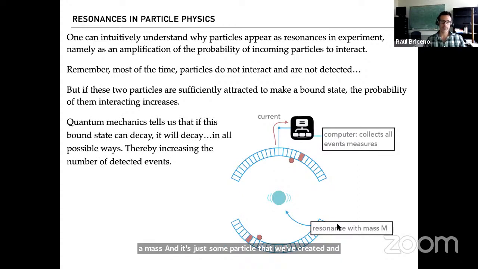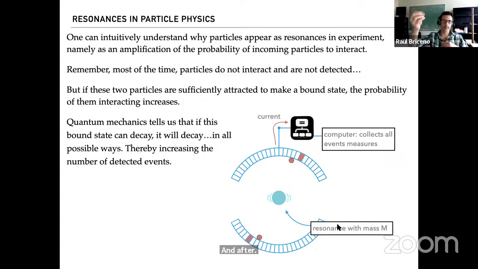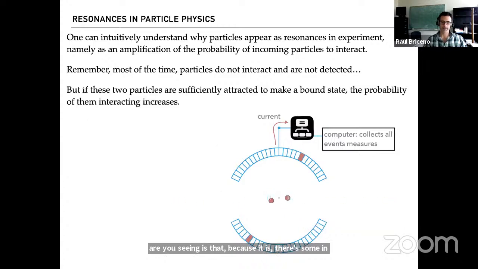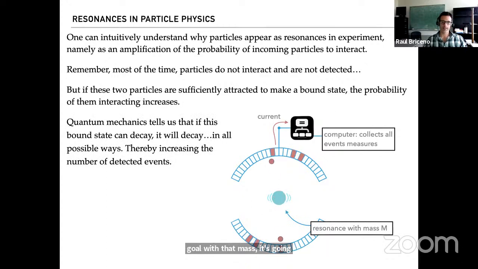And after some time period, it will inevitably decay. Okay, it's going to decay again. If there was some probability for it to be created, there's going to be some probability for it to decay. And so eventually it's going to decay. And depending on how this particle behaves, it's in general going to decay in all possible directions. Because there's some high probability of you producing this particle with that mass, it's going to start decaying and decaying and decaying.